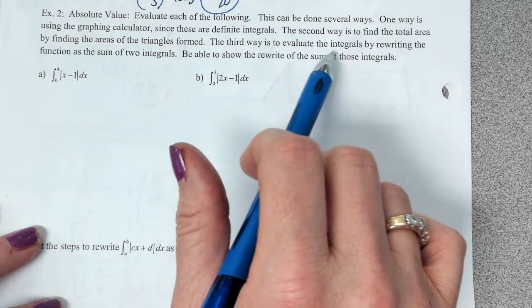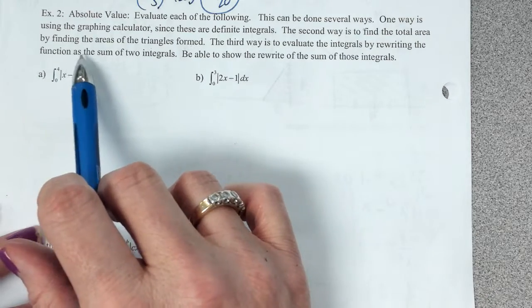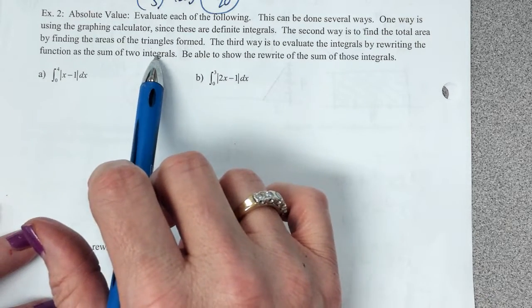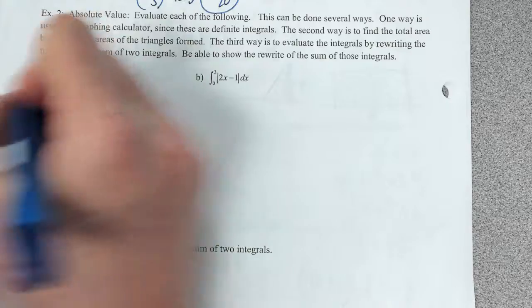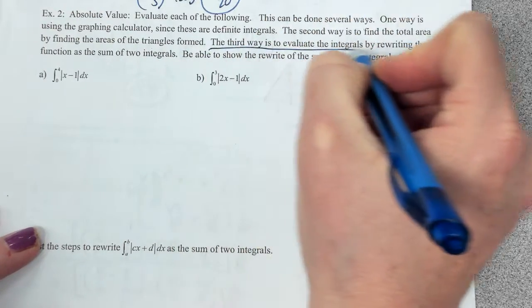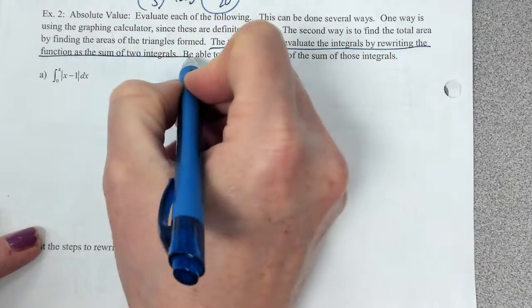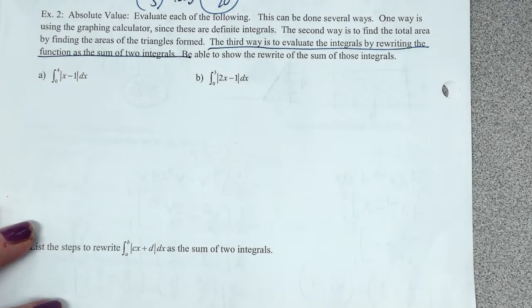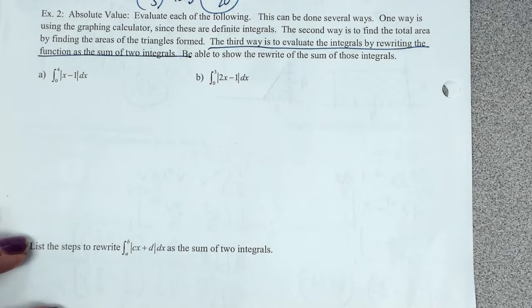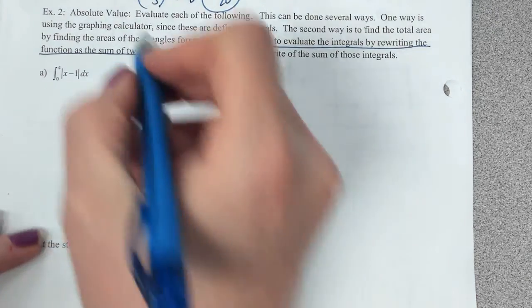The third way is to evaluate the integrals by rewriting the function as the sum of two integrals. This is the part that I'm going to expect you to be able to show. I do not expect you to evaluate it, but I want you to understand how to set it up. Let me show you what I mean by this.